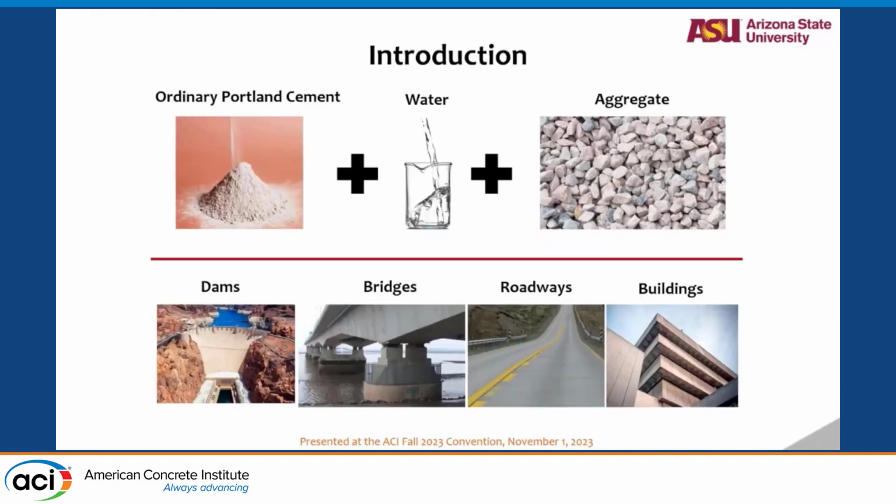So, let me start by introducing concrete itself. Concrete, in general, consists of cement with water and aggregate. Now, aggregates, there are different sizes and different types of aggregates. Even for cement, we have replacing agents like fly ash, limestone, and modifying agents like plasticizers and accelerators that we use. Concrete is generally used for different purposes: slabs, dams, bridges, roadways, buildings, everywhere.